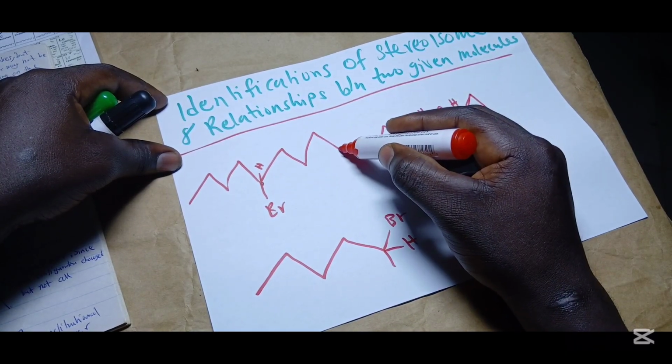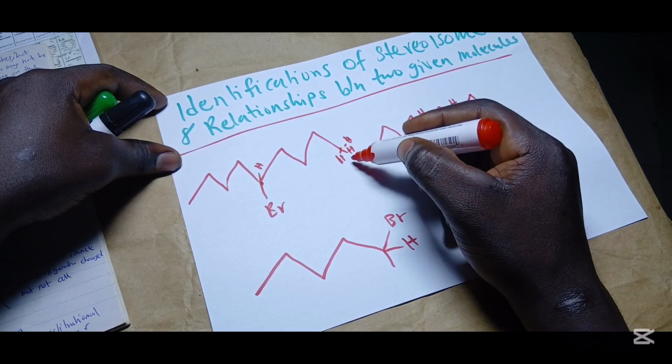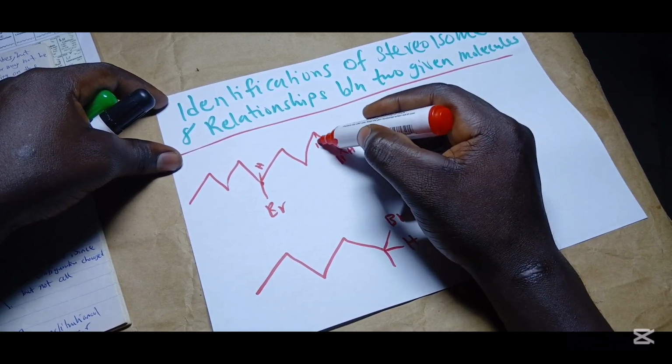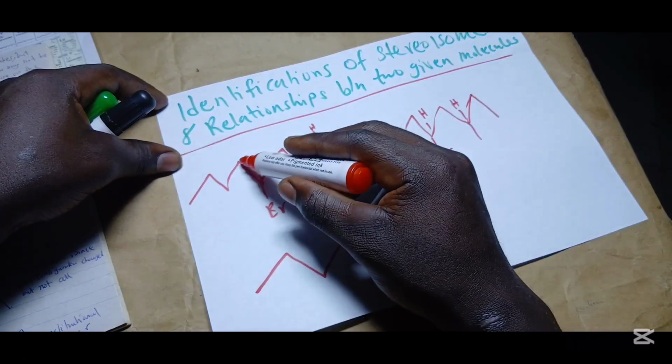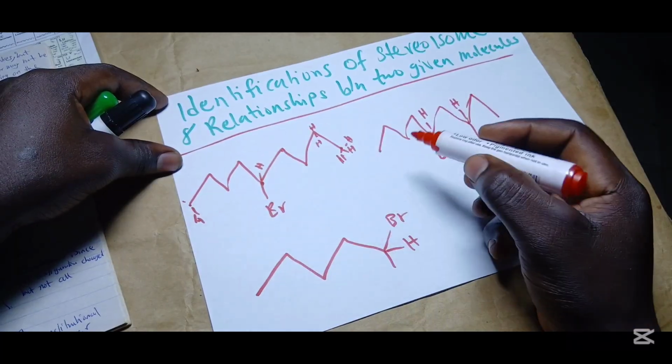If you look at this carbon, it's a methyl group. There are 3 hydrogens attached to it. Hydrogens repeating makes it non-chiral. This carbon has 2 hydrogens. This carbon is the same as this, same as that, and the same as this and this and that. And this has 3 hydrogens, so it cannot be chiral.